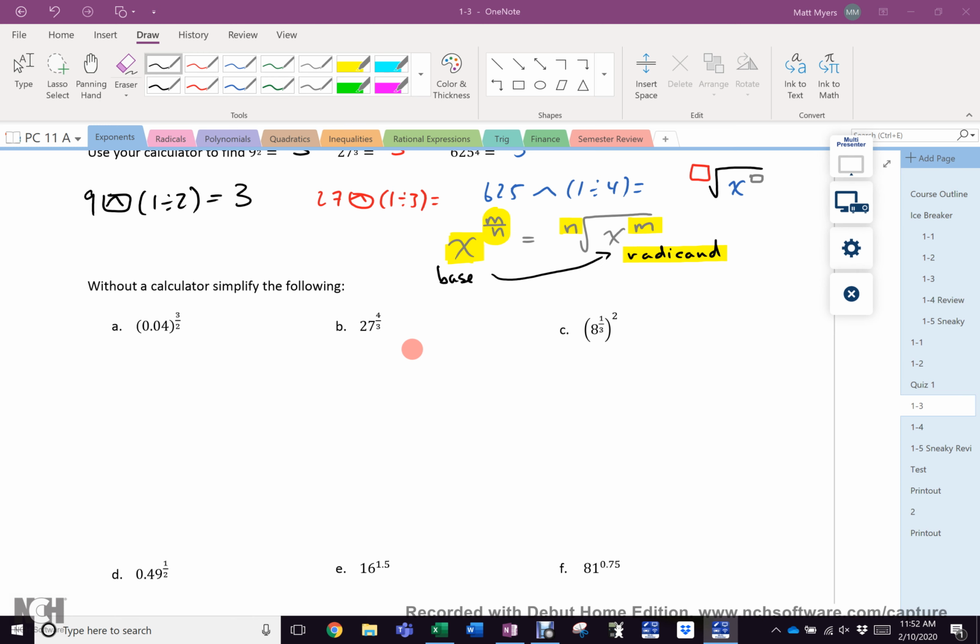So we had 4 over 100 to the 3 halves. The 2 comes out here. The base becomes the radicand, and then the whole thing goes to the 3rd power. What is the square root of 4? 2. What is the square root of 100? 10. And then all of that goes to the 3rd power.